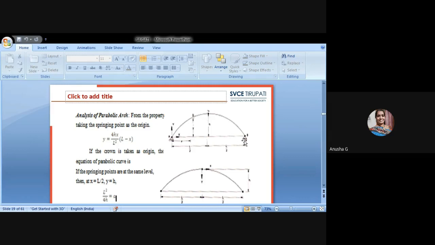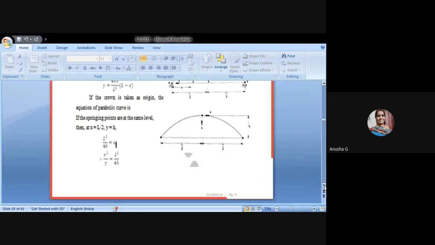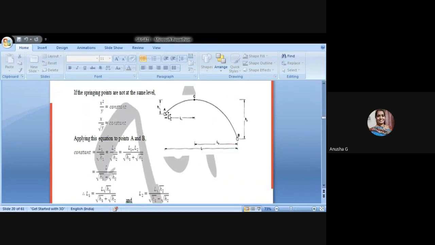Then our equation is L square by 4h equals y. I am considering L square by 4h equals a here. Then x square by y equals L square by 4h. That is our equation in the springing equation. Here x square by y equals a constant. We can also write this as x by square root of y equals a constant.